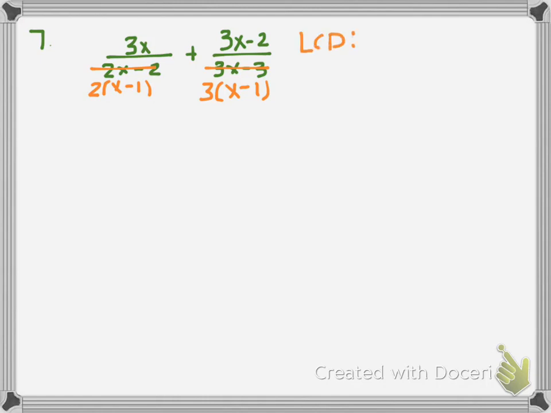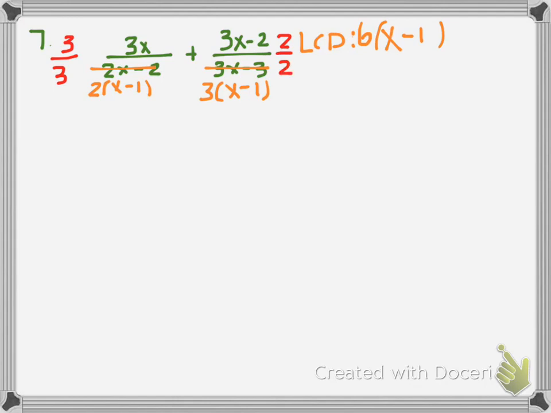So they both have an x minus 1, but the left side has a 2, the right side has a 3. So now we just need to say, okay, well, we know that x minus 1 is going to be part of my LCD, but I have a 2 and a 3, and the LCD of those two numbers is 6. So we ask ourselves, what am I going to multiply the left fraction by so I get 6(x minus 1) on the bottom, which is going to be 3 over 3. And on the right side, 2 over 2.